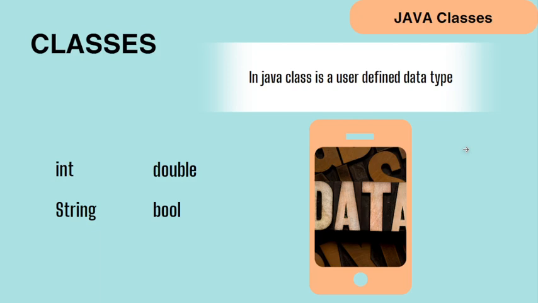So in Java, this class is called a user-defined data type. We know in Java there are some data types such as int, double, string, boolean, float. These are primitive types of data which we get as inbuilt data types. But we can make a user-defined data type using a class.